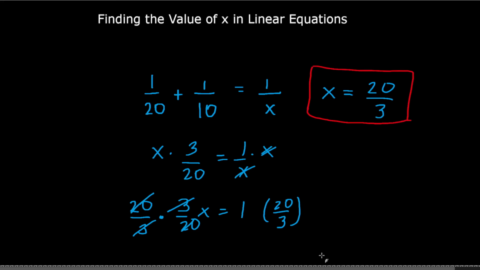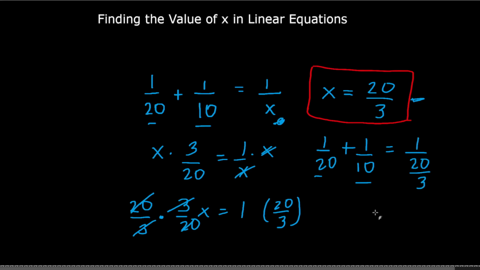Now, i-check natin kung tama yung nakuha nating sagot. Okay, 1 over 20 plus 1 over 10. Kopyahin lang natin. So, check natin kung tama. So, itong left side, kinopya ko lang dito. While ito naman, 1 over x, pinalitan ko lang 'tong x nitong value na nakuha natin. So, naging 1 over 20 over 3 siya. So, isimplify muna natin 'tong right side.